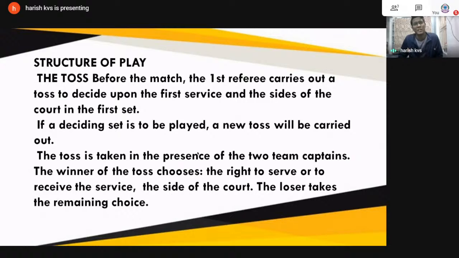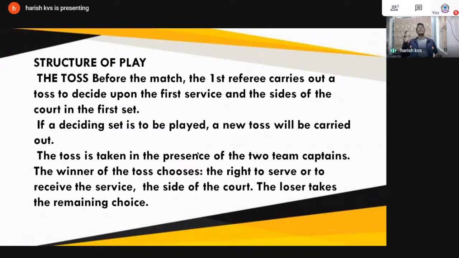Before the match, the first referee carries out a toss to decide upon the first service and the side of the court to be chosen in the first set. If a deciding set is to be played, a new toss will be carried out. The toss is taken in the presence of the two team captains. The winner of the toss chooses the right to serve or to receive the service, or the side of the court.